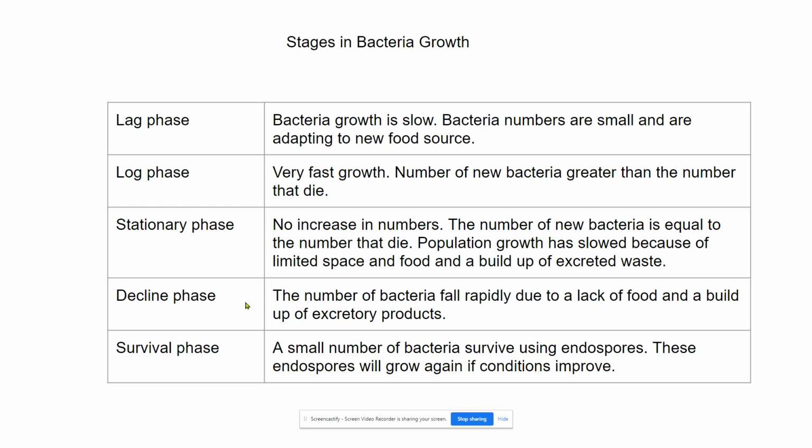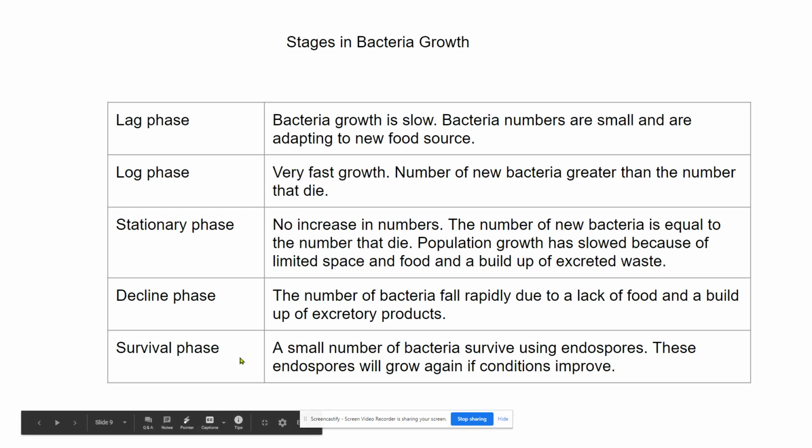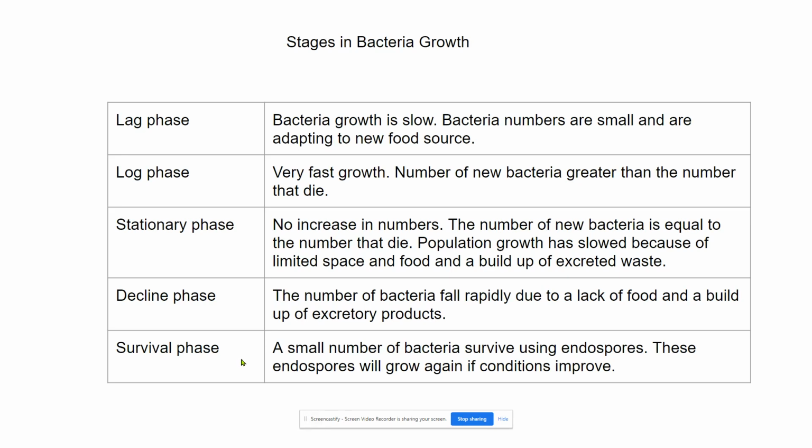This won't last. We'll eventually move into the decline phase, assuming space is limited and food is limited. The population will start to fall very quickly. So again, this is due to a lack of food and a buildup of excretory products, waste products. Not all bacteria will die. Some of them will survive. They'll form the endospores. So we'll have a small number of surviving bacteria. These endospores can grow again if conditions improve, if the pH improves, if food becomes available again.